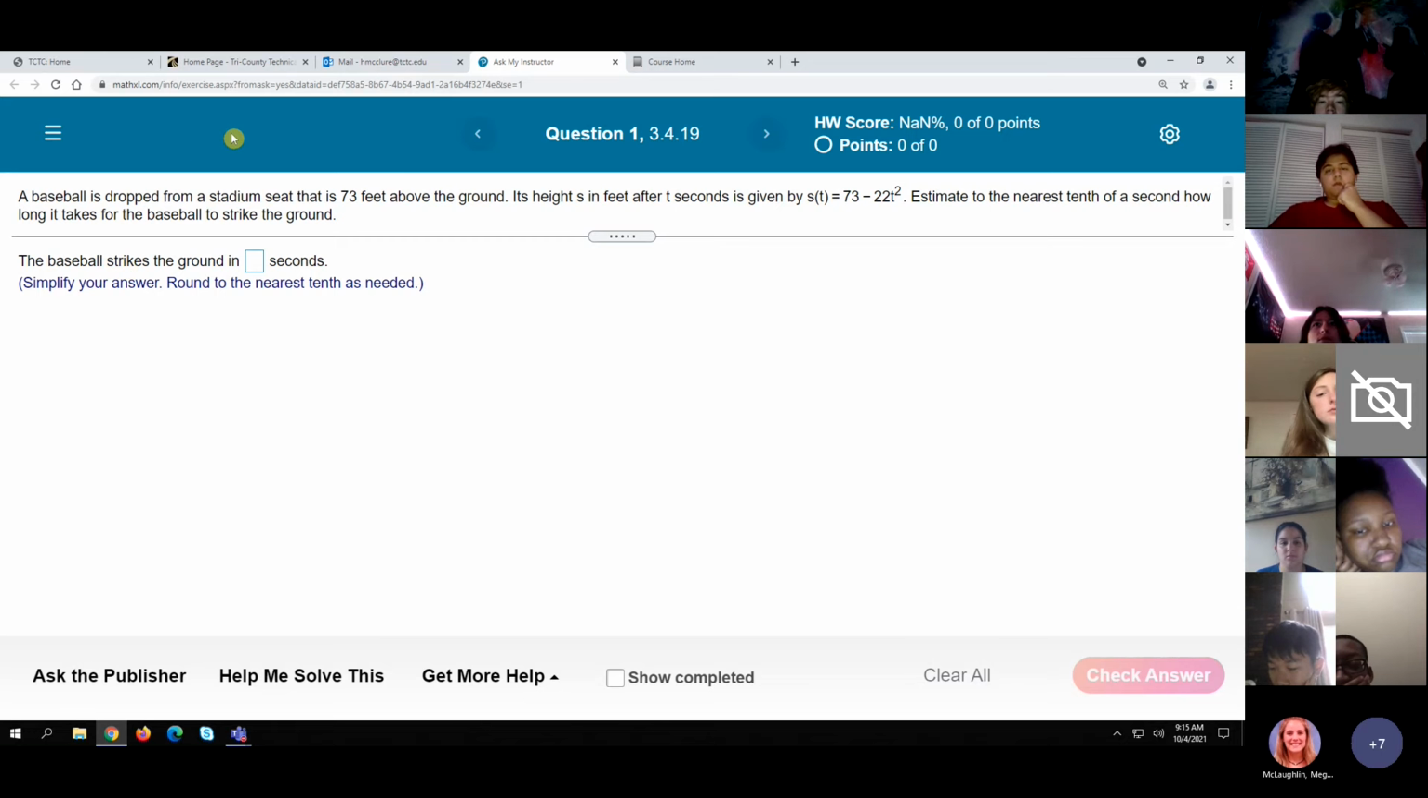A baseball is dropped from a stadium seat that is 73 feet above the ground. Its height S in feet after T seconds is given by that equation. Estimate to the nearest tenth of a second how long it takes the baseball to strike the ground. Well, a baseball is dropped from a stadium seat that is 73 feet above the ground.